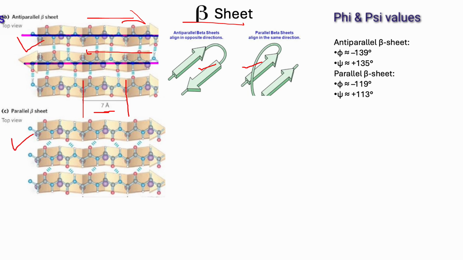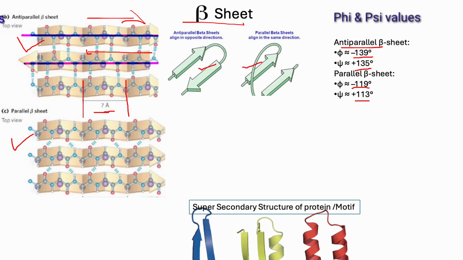These two are common. For the anti-parallel beta sheet, the ideal phi and psi values are minus 139 and plus 135, and for the parallel beta sheet they are minus 119 and plus 113. That means minus, plus. So it must be in the second quadrant of the Ramachandran plot, which is fixed for the beta sheet.